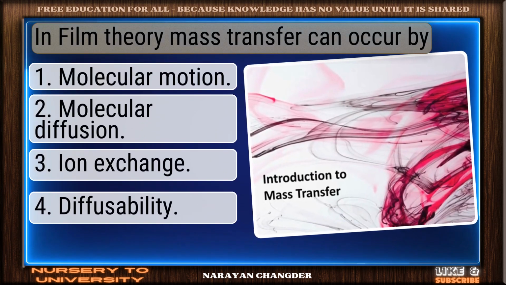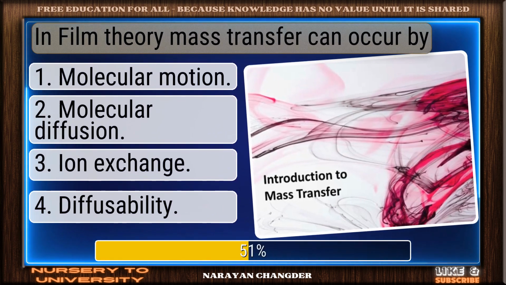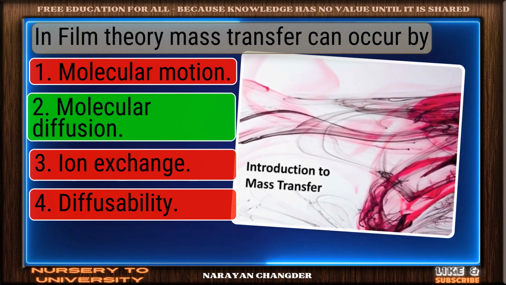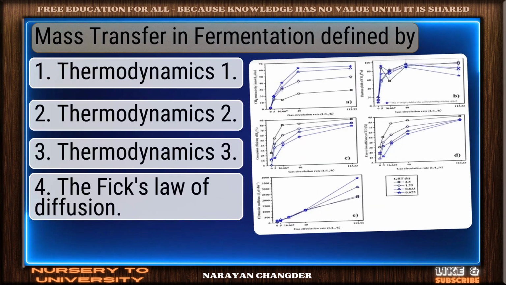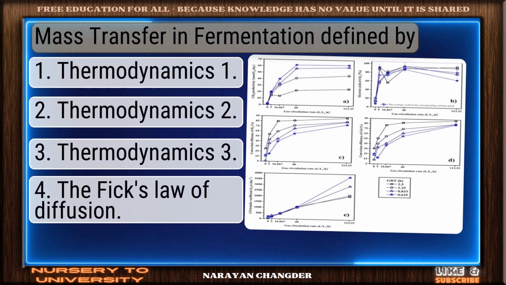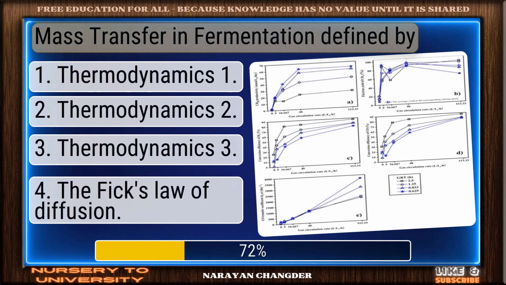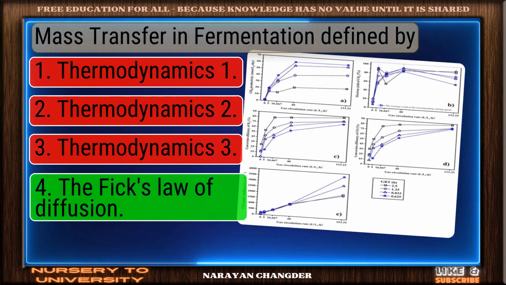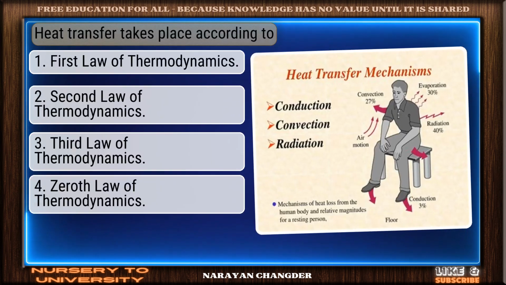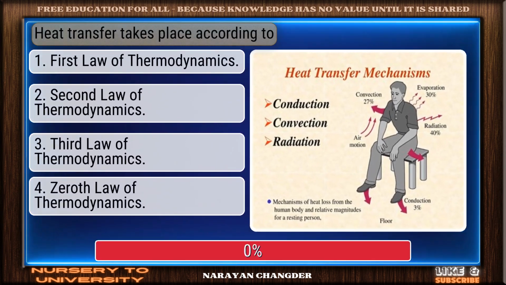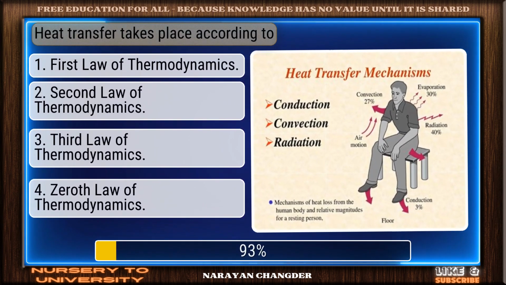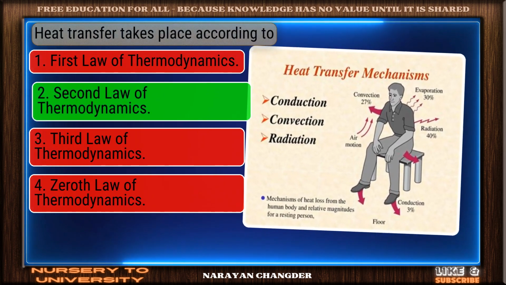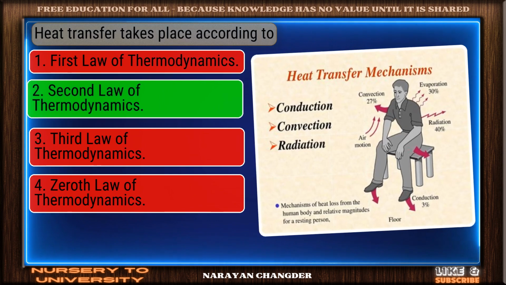In film theory, mass transfer can occur by. Correct. Molecular diffusion is the right answer. Mass transfer in fermentation is defined by. You chose Fick's law of diffusion, and it is correct. Heat transfer takes place according to. Nice work. You chose second law of thermodynamics, and it is correct.